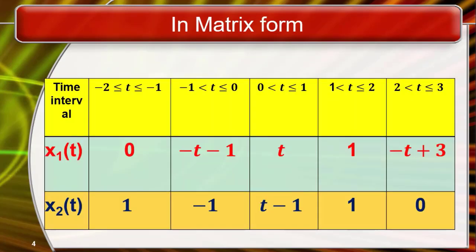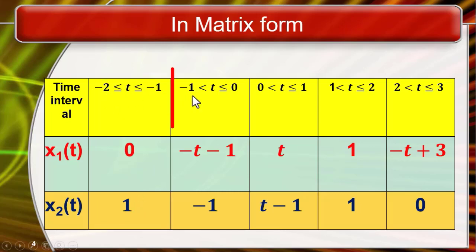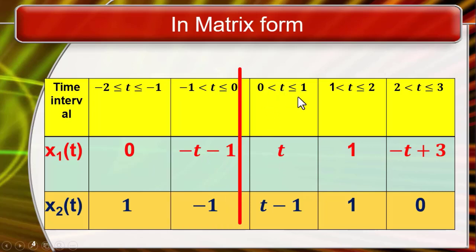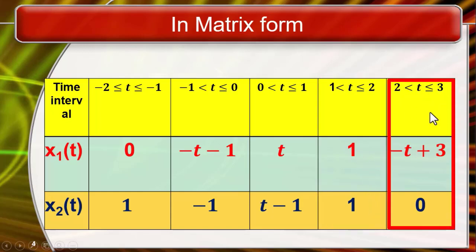When we represent x1 of t and x2 of t in table form, in the time interval between -2 and -1, x1 of t is 0 and x2 of t is 1. When t lies between -1 and 0, x1 of t equals -t minus 1 and x2 of t equals -1. When t lies between 0 and 1, x1 of t equals t and x2 of t equals t minus 1. When t lies between 1 and 2, x1 of t is 1 and x2 of t is 1. When the time interval is between 2 and 3, x1 of t is -t plus 3 and x2 of t is 0.